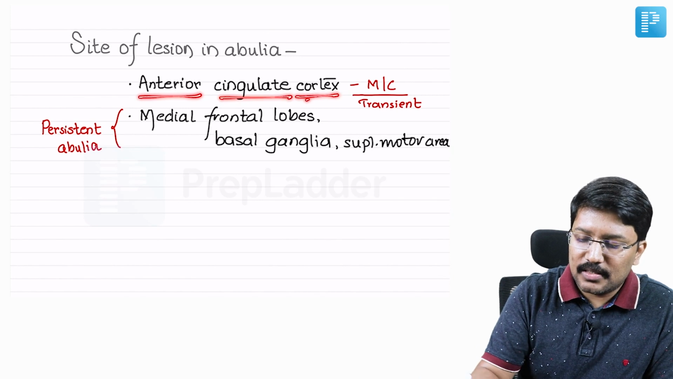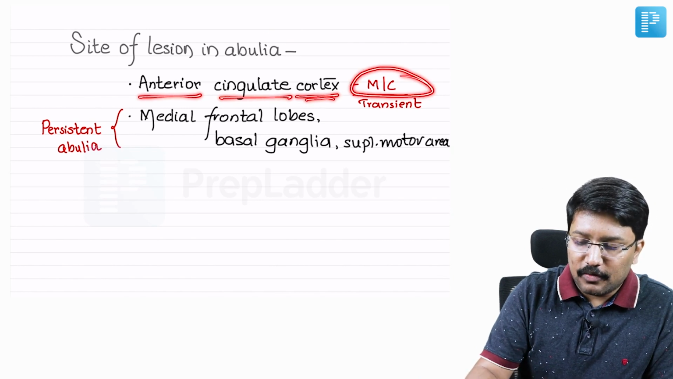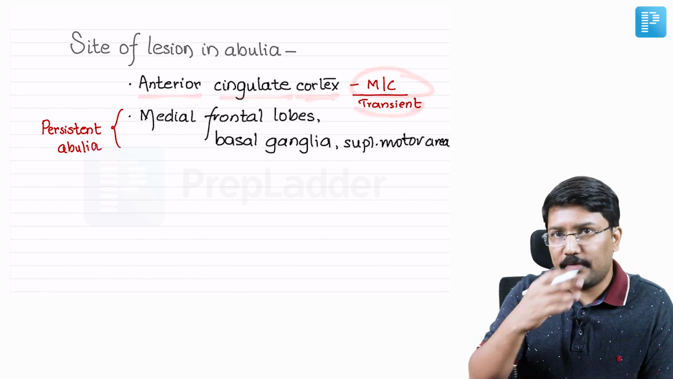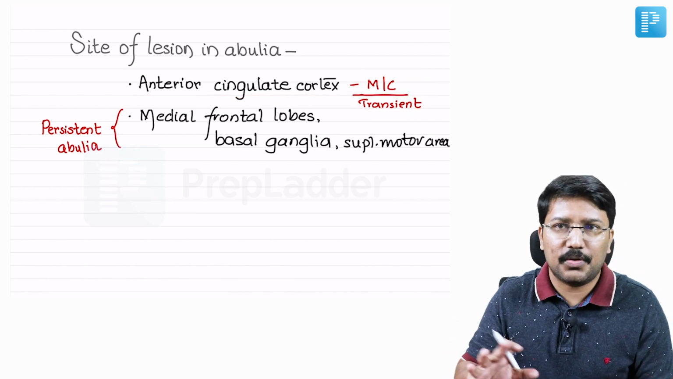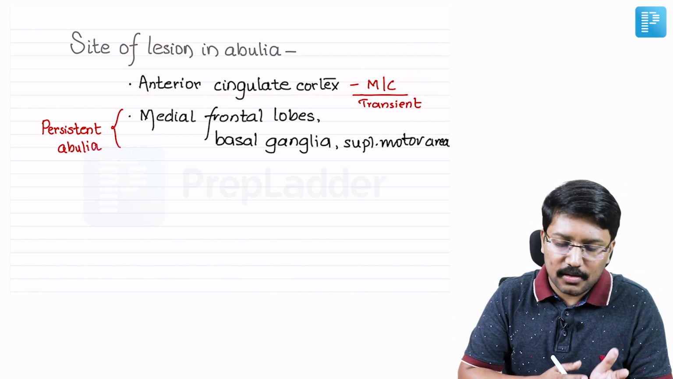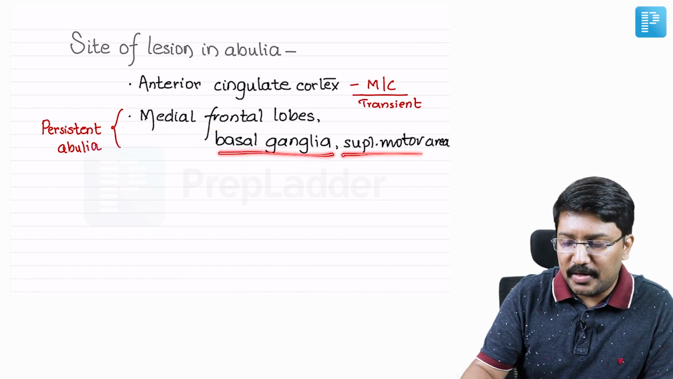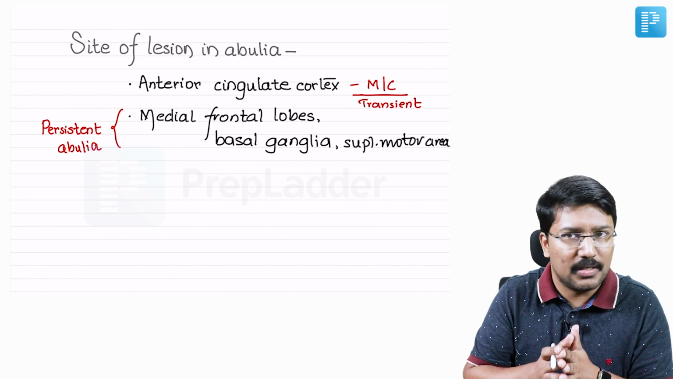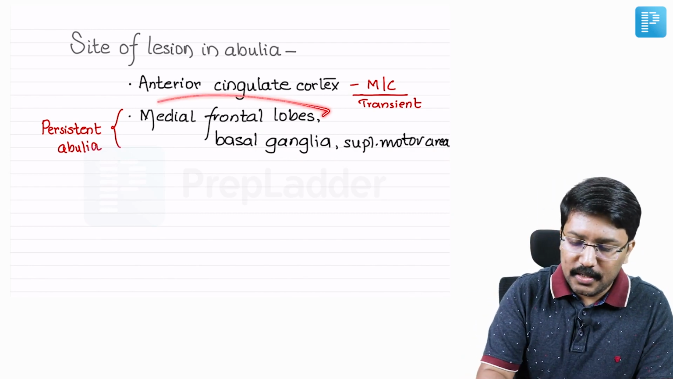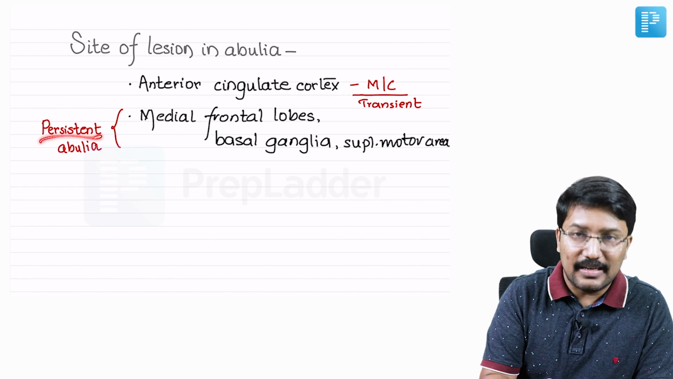So regarding the site of lesion in abulia, there are 2 important points I want you to know. The anterior cingulate cortex is the most common site of lesion, and in that case patients usually have transient abulia. If the question is about permanent abulia, the site of lesion is usually the medial frontal lobes or basal ganglia or supplementary motor areas. There are some other areas also described, right? Medial frontal lobes, persistent abulia, right?